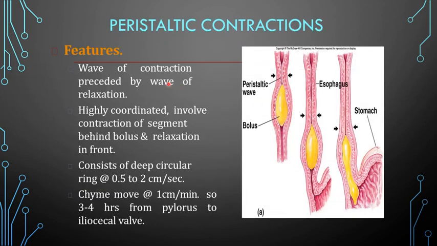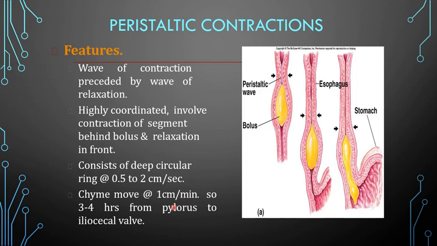So the first type, peristaltic contractions. These are a wave of contraction preceded by a wave of relaxation. These are highly coordinated, involving contraction of the segment behind the bolus and relaxation in front. It consists of a deep circular ring moving at the rate of 0.5 to 2 cm per second.